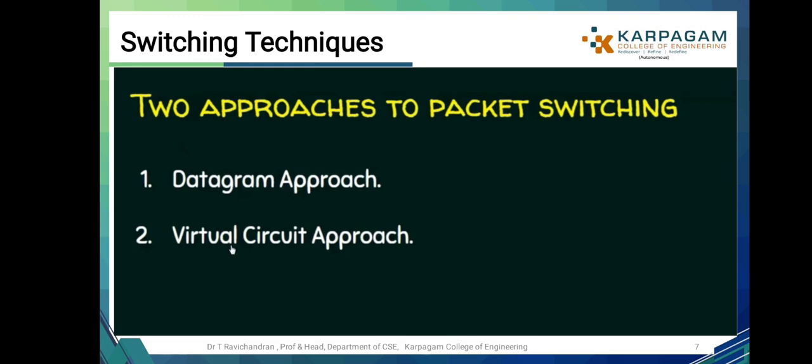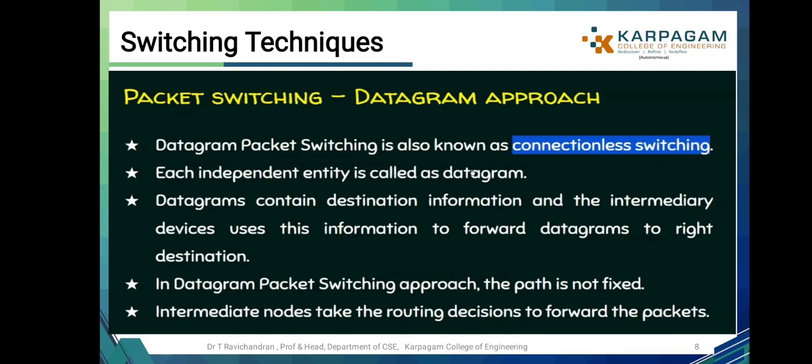There are two approaches to packet switching. The first is the datagram approach, and the second is the virtual circuit approach. Datagram packet switching is also known as connectionless switching. Each independent packet is called a datagram. Datagrams contain destination information, and intermediate devices use this information to forward the datagram to the right destination.